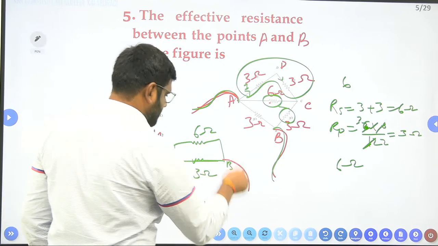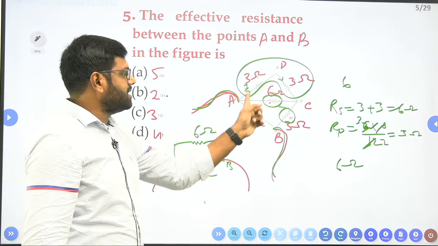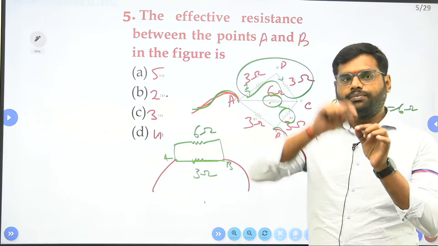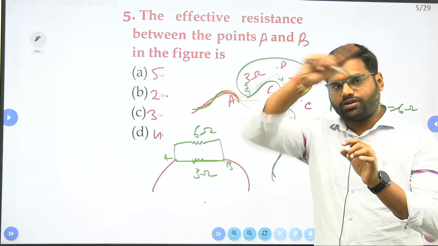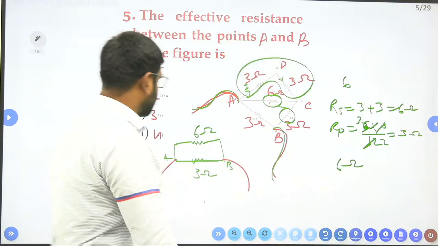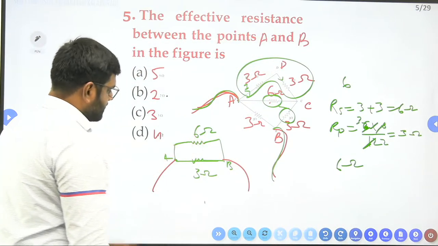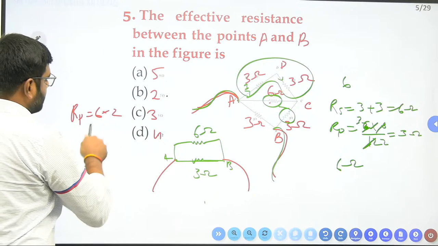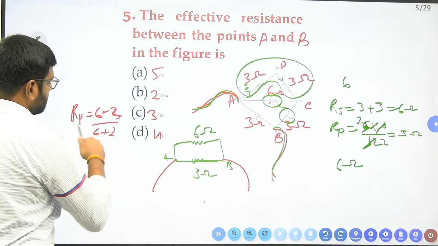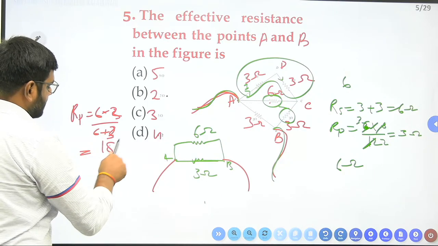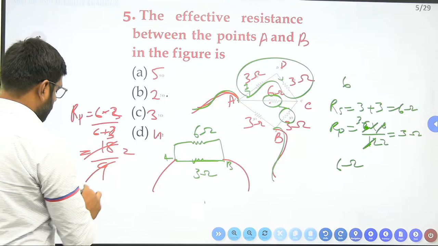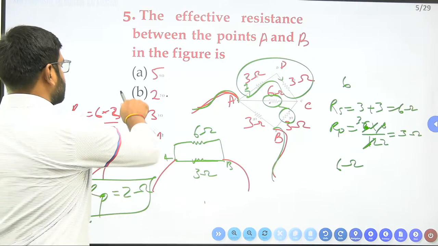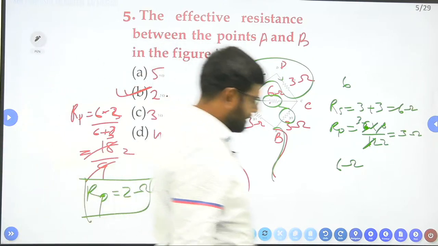So now here we have to calculate. Try to take the elimination method whenever they give a circuit diagram. Go through branch by branch, in which branch the current remains the same, take that combination and resolve it with the other. Okay, so now here 6 and 3 are in parallel, then RP is equal to 6 into 3 divided by 6 plus 3, that equals 18 divided by 9, 9 twos are 18, 2 ohm is the effective resistance for the given combination, that is the second option. Are you getting it?